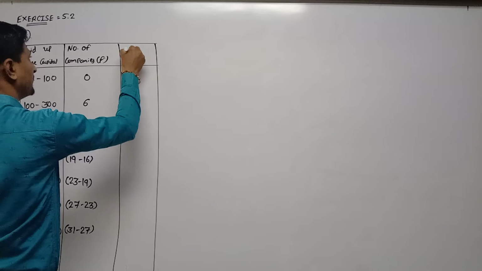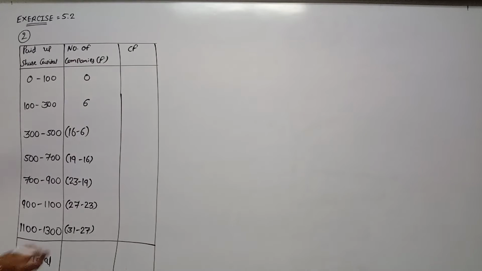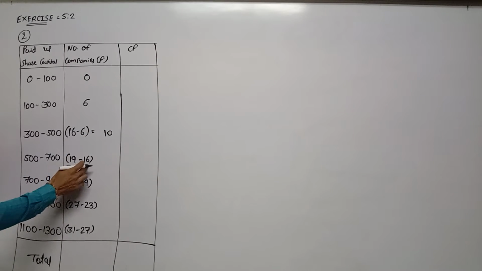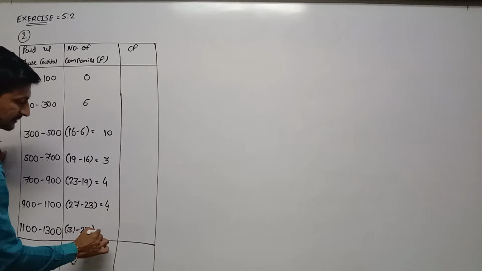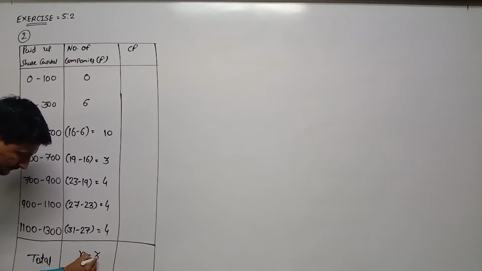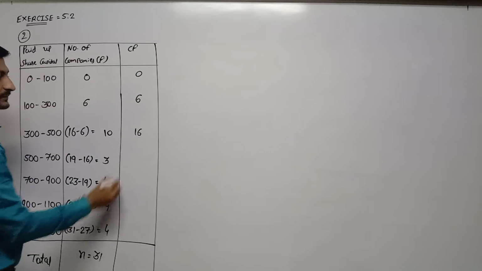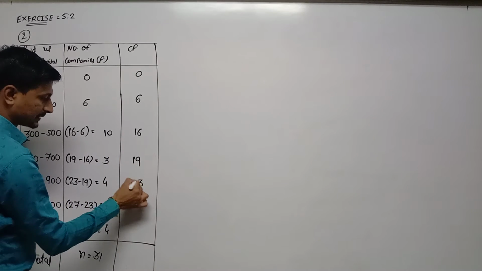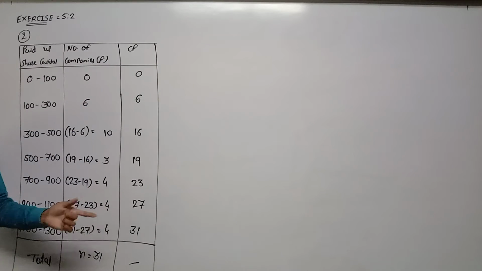Third column is the cumulative frequency, CF. Okay, write down 16 minus 6 is 10, 19 minus 16 is 3, 23 minus 19 is 4, 27 minus 23 is 4, 31 minus 27 is 4. First 0, 0 plus 6 is 6, 6 plus 10 is 16, 16 plus 3 is 19, 19 plus 4, 23 plus 4, 27 plus 4. The less than type is what becomes our cumulative frequency.